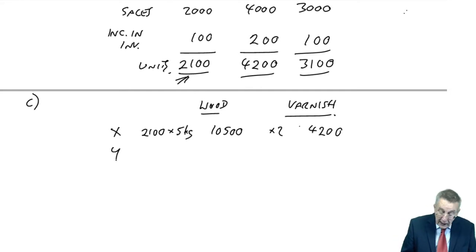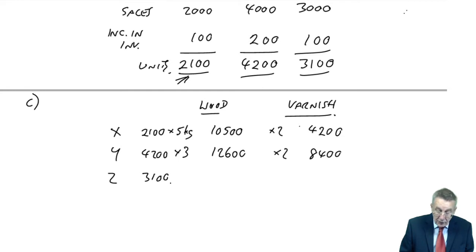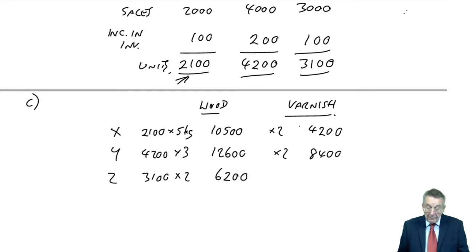Similarly for the others, product Y, we're producing 4,200. They need 3 kilos of wood, which is 12,600. They need 2 litres of varnish. 4,200 units, 2 litres is 8,400. And finally Z, production of 3,100, 2 kilos of wood, and 1 kilo of varnish.